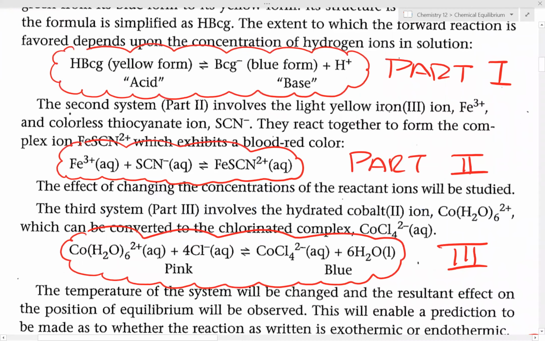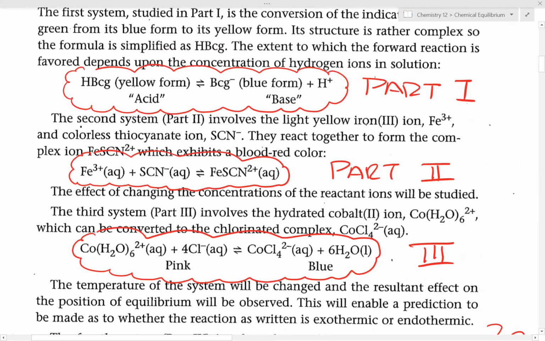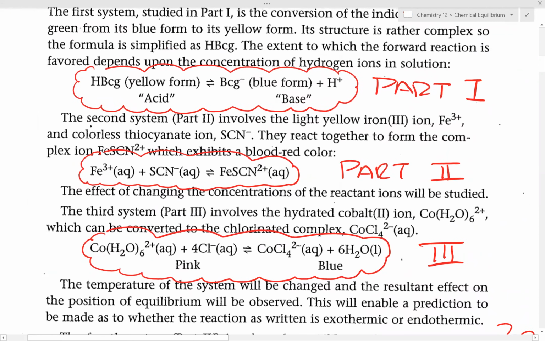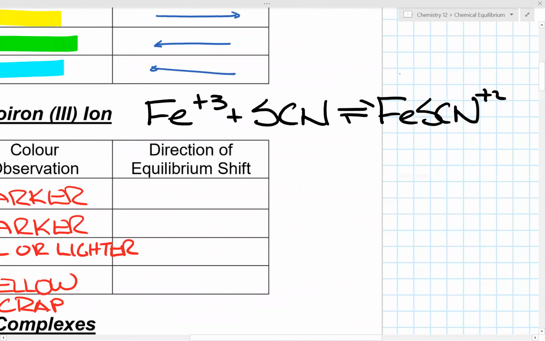Now, it says a light yellow iron and a colorless thiocyanate ion react together to form a compound which exhibits a blood red color. So from that sentence, we know that the FeSCN is red. So in this case, when you look at this table, you know this is red. And I wrote it in blue. Okay.